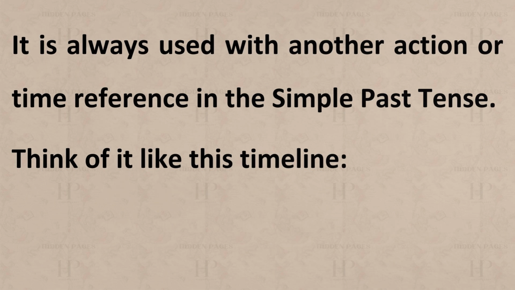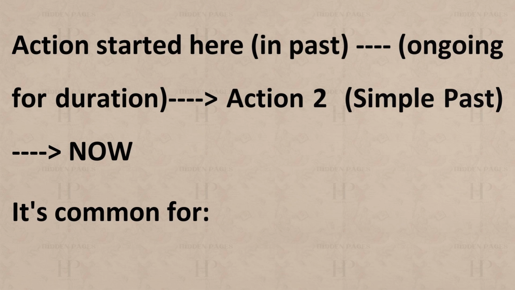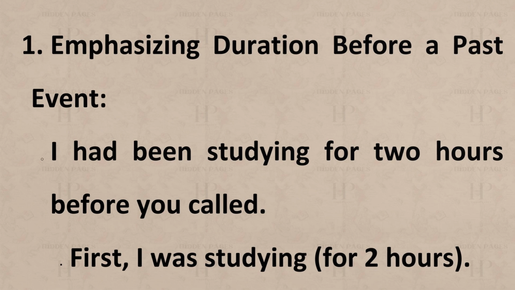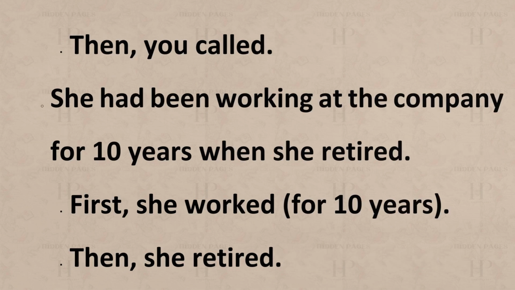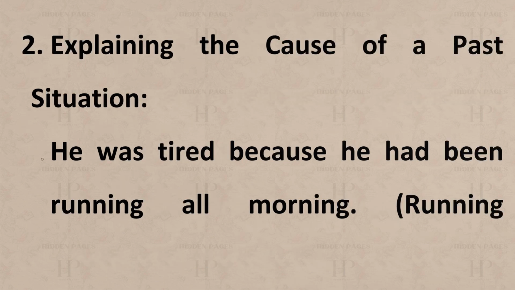Think of it like this timeline. Action started here, in past, ongoing for duration. Action 2, simple past. Now it's common for emphasizing duration before a past event. I had been studying for 2 hours before you called. First, I was studying for 2 hours. Then you called. She had been working at the company for 10 years when she retired. First, she worked for 10 years. Then she retired.